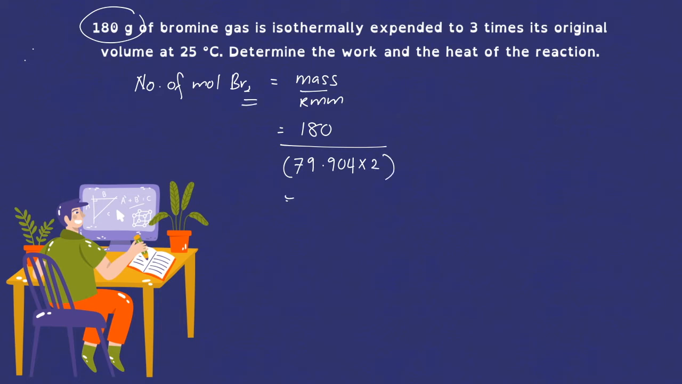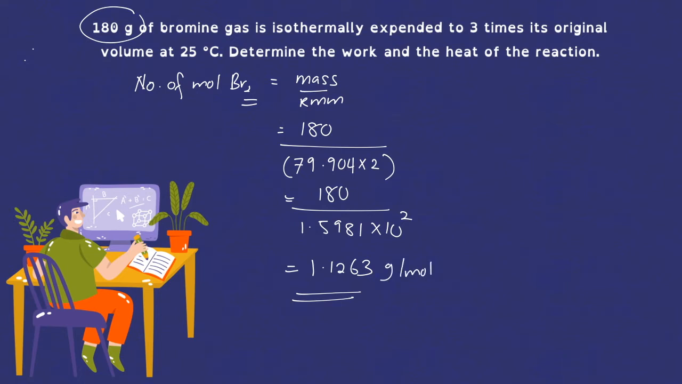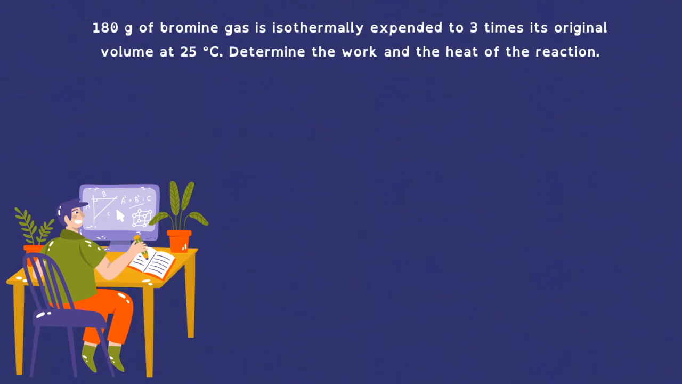Right? So from there, you will get 180 divided by 1.5981 times 10 to the power of 2. Hence, you will get the number of mole for bromine gas is 1.1263 mole. So from the previous calculation, we know that the number of mole for bromine gas is equivalent to 1.1263 mole.